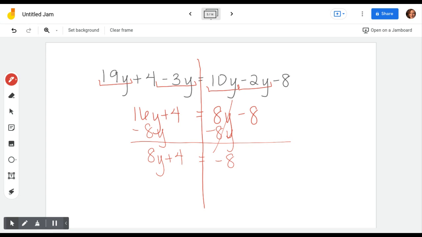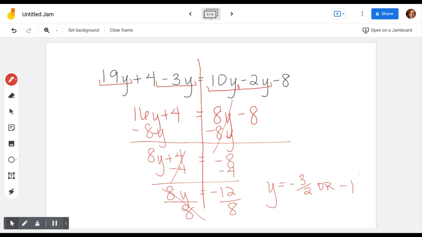So then to get y by itself, I'm going to subtract 4. And that leaves me with 8y equals negative 12. I'm going to divide by 8. And I end up with y equals, I can just reduce that. Negative 12 over 8, reduce them by 4, and you get negative 3 over 2, or negative 1.5. If you really hate leaving them as fractions and you want to rewrite it as negative 1.5, it's fine. Same thing.